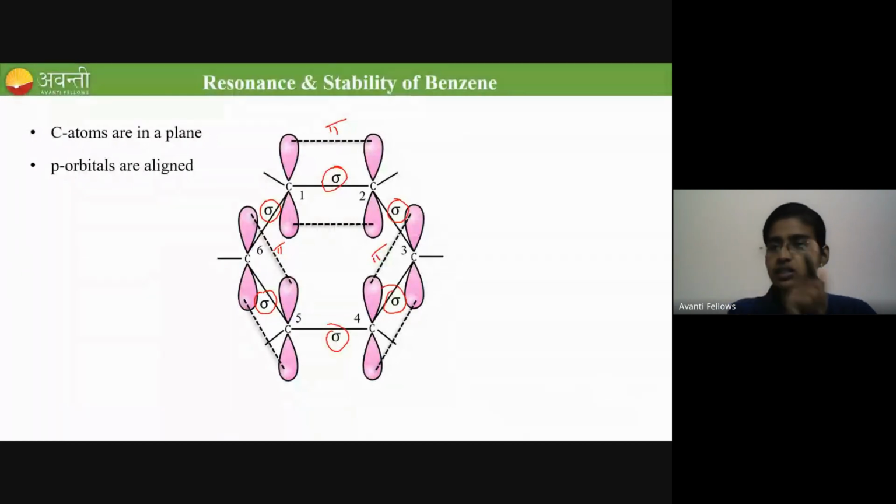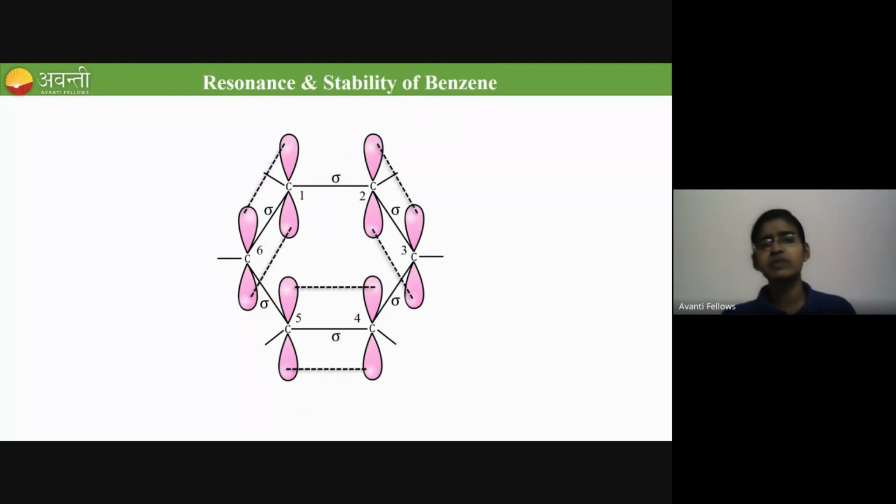Now these pi electrons are delocalized. In the structure you see, they are overlapping between carbon 1 and 2, between 3 and 4, and between 5 and 6. In the other structure, it is between 2 and 3, 4 and 5, and 6 and 1. So they are resonating.